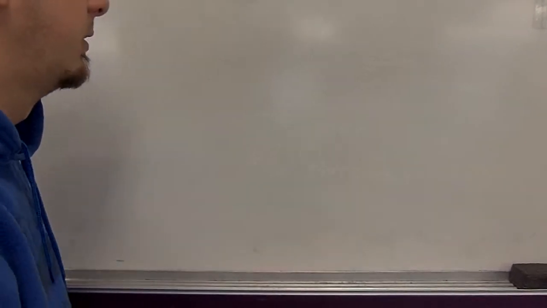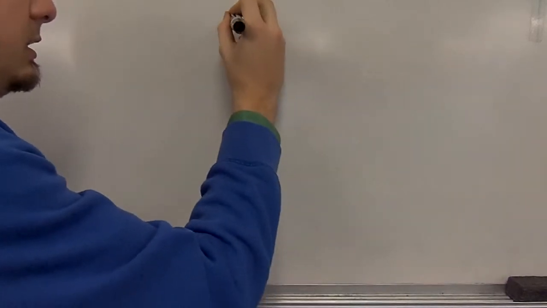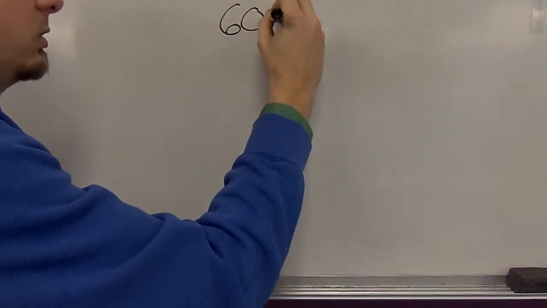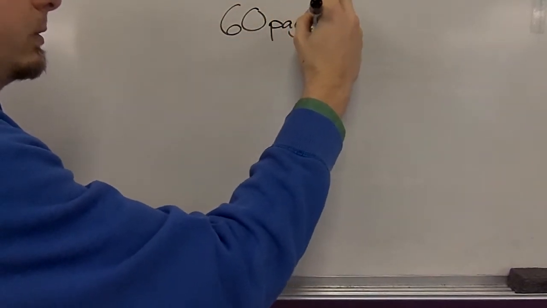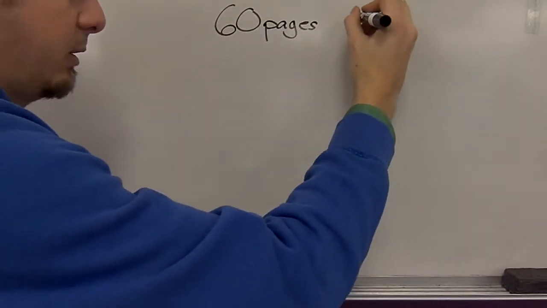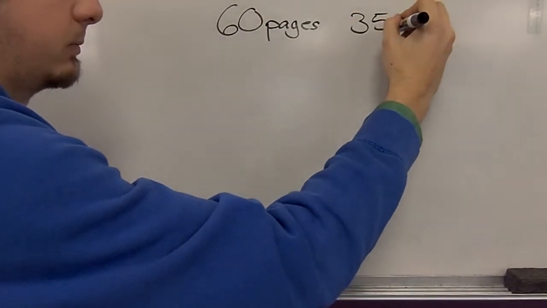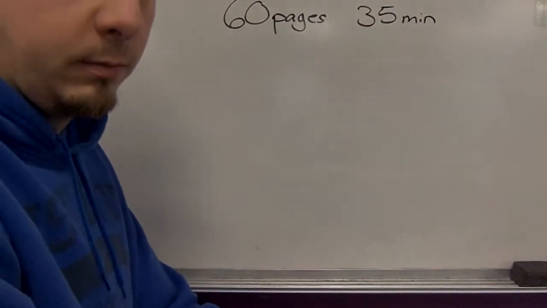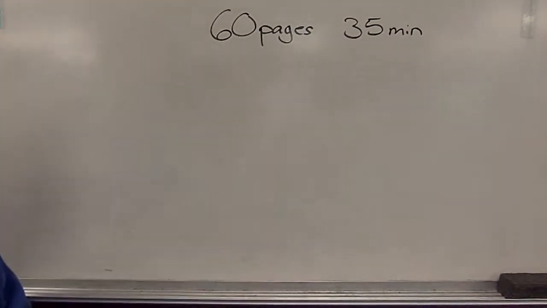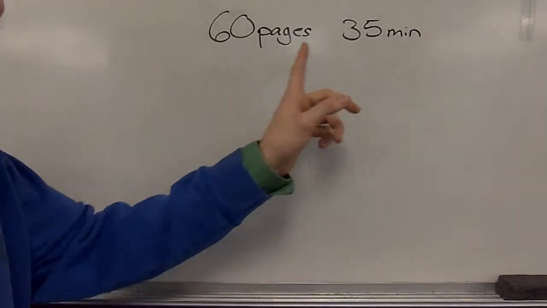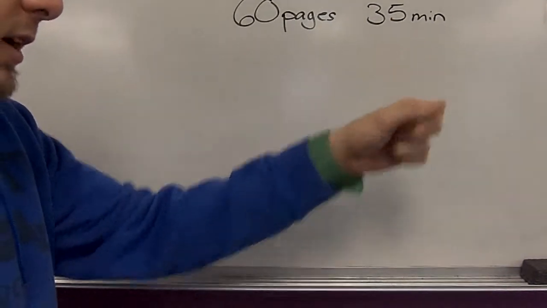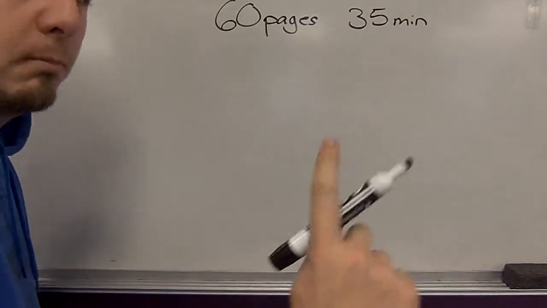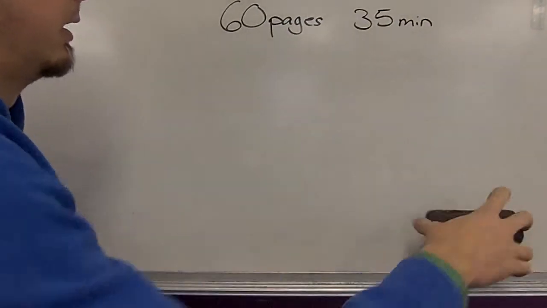So for example, if I told you that I read 60 pages in 35 minutes, and I said find the unit rate, okay? That's me telling you I want to know how many pages I read per minute. Not per 35 minutes, but per 1 minute. How many pages did I read?